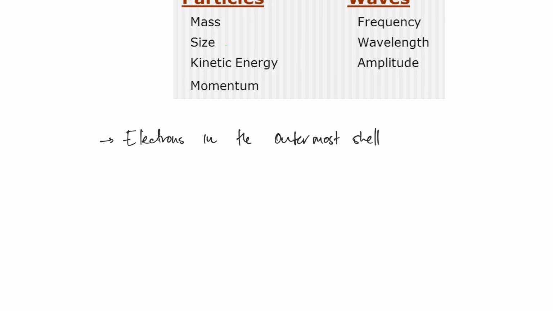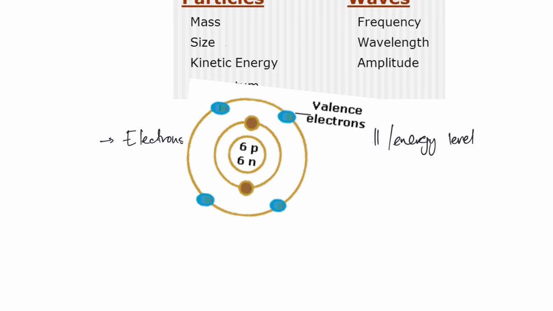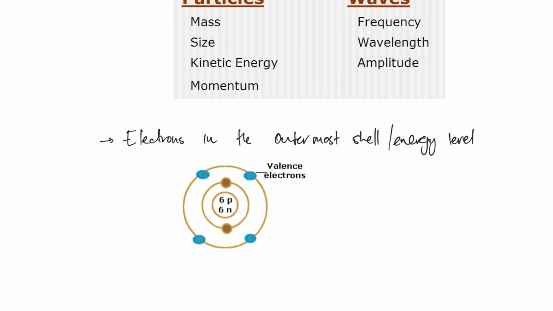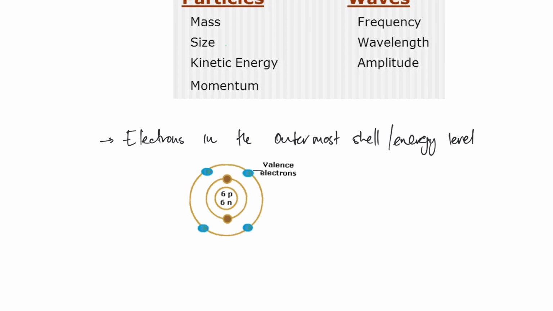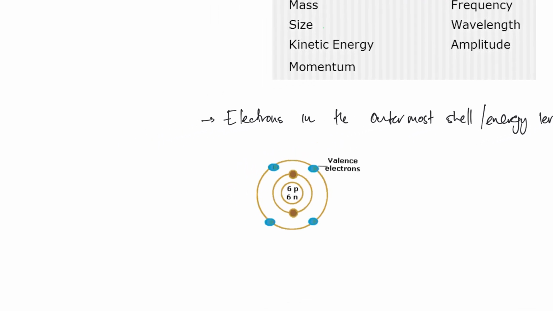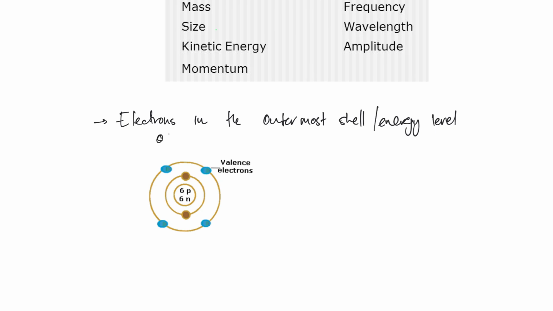And we look at this in grade shell or energy level. You look at this when you're in grade 10, when you're learning about electrons and Bohr diagrams. You look at valence electrons. So what we're going to look at is electrons in the outermost shell or energy level of metals. That's our main focus here. So we're looking at those valence electrons.